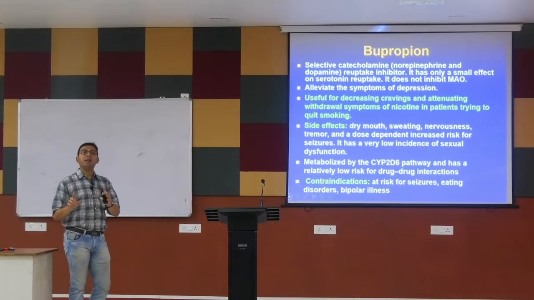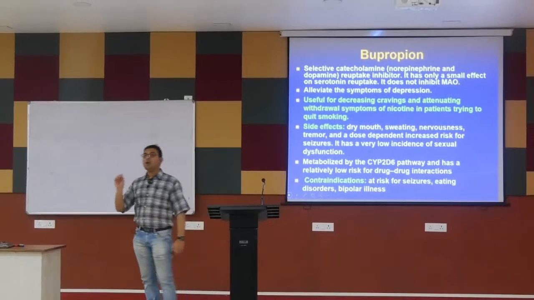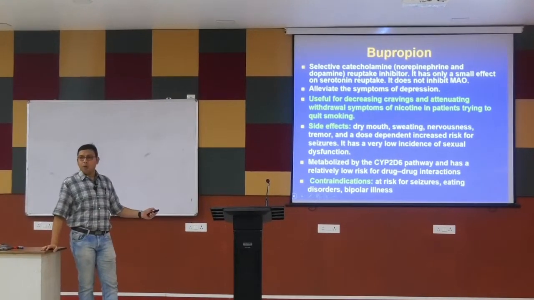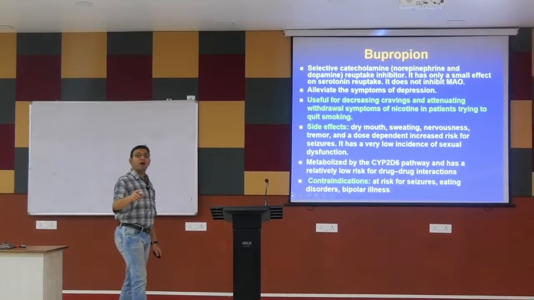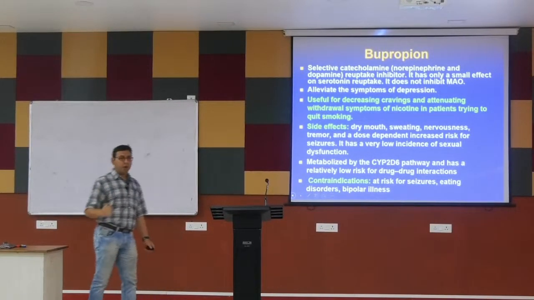In smoking cessation, different drugs are used, for example nicotine chewing gum, and some other drugs. The most important is bupropion. So bupropion is the antidepressant drug that is used for smoking cessation, which decreases the craving for smoking.